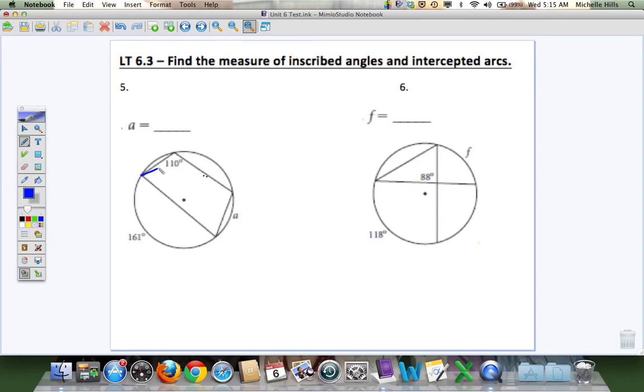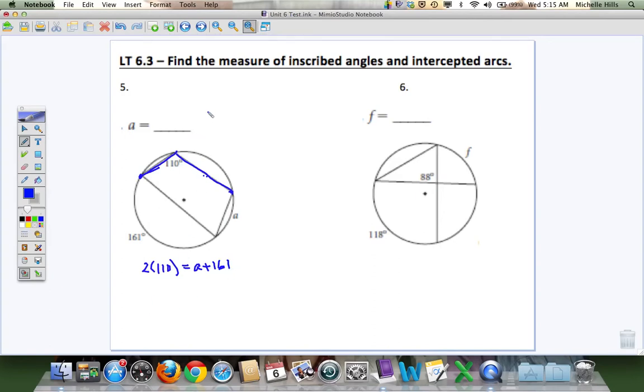Well, if I look at this 110 degree angle, it's an inscribed angle and it intercepts the arc, that's the 161 degree arc and A together. I know that the measure of an inscribed angle is half of the measure of the intercepted arc. So if I think about the equation I could set up, I could say 2 times the 110 degree angle has to equal A plus 161.